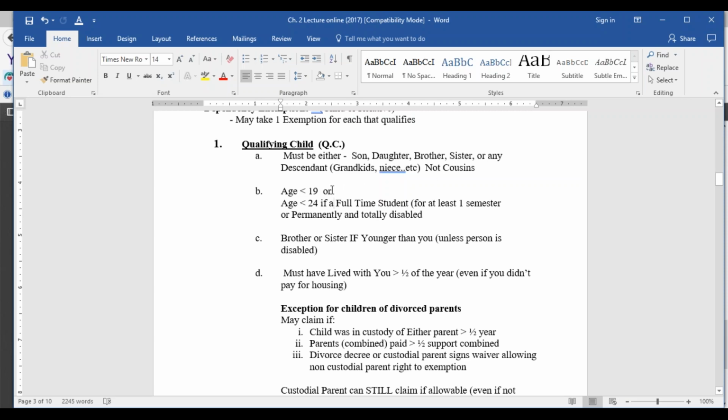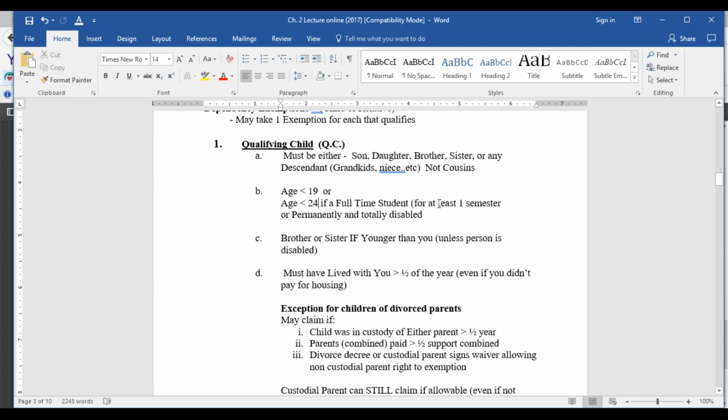So another requirement, so A, they have to be your child or thereof or a descendant. They have to meet age requirements. So not just anybody can be a qualifying child. They have to be less than 19 years old. So there's two different ways of saying that. You can either say they have to be less than 19 or 18 and younger. Depends on how it makes more sense to you. Or they can be up to the age of 23 as long as they're a full-time student.